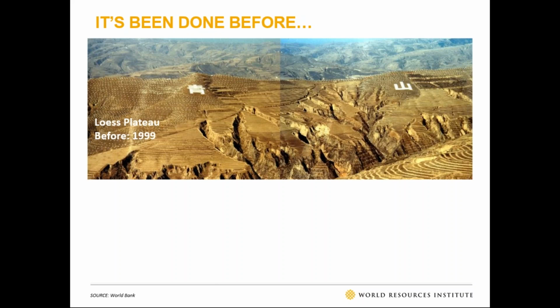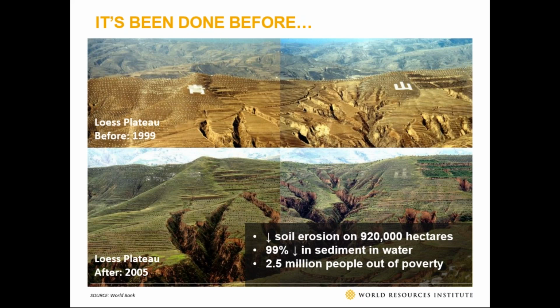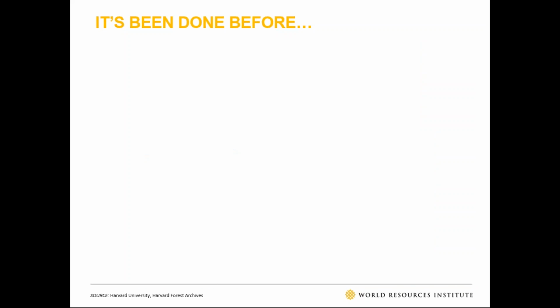Another example we profiled is in China, the famous Loess Plateau example of restoring heavily degraded lands and heavily degraded agricultural lands into a mixture of agriculture, grasslands, and trees embedded into those landscapes. And as you can see, the restoration there really was driven to help reduce soil erosion, sedimentation of waterways, as well as help lift people out of poverty. And there's other forms of restoration too.